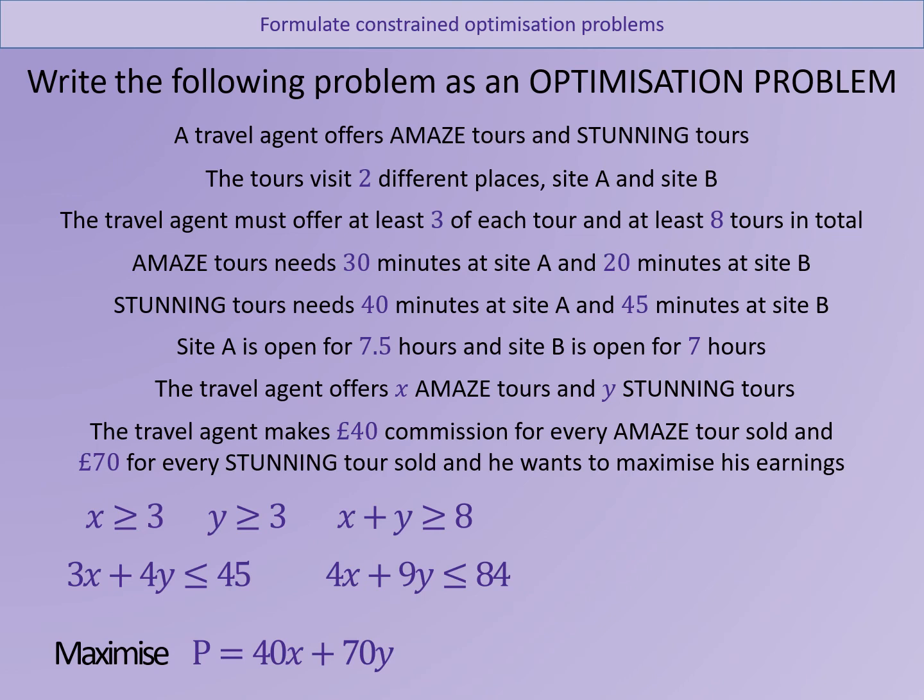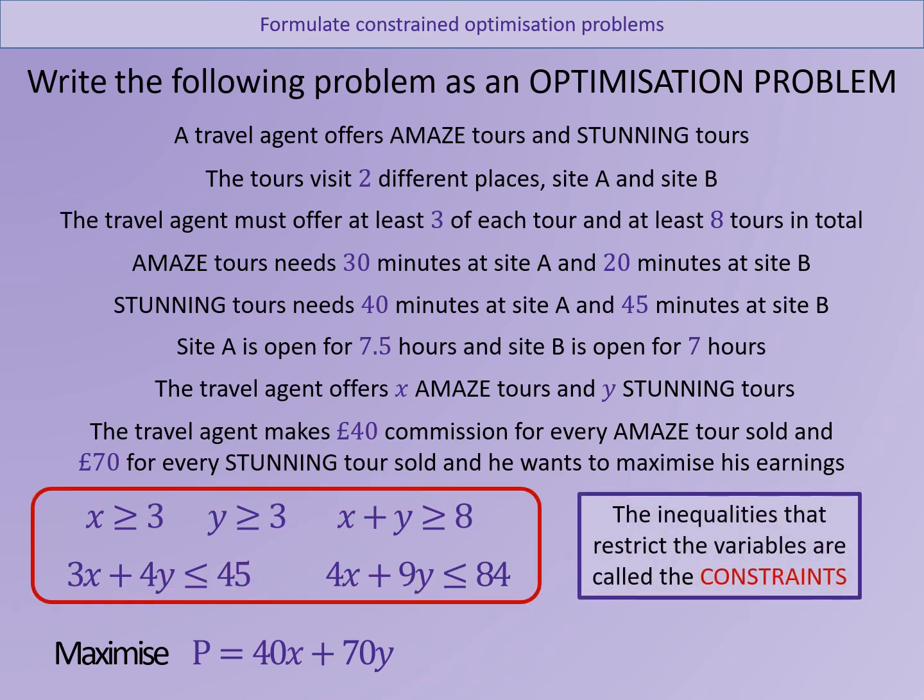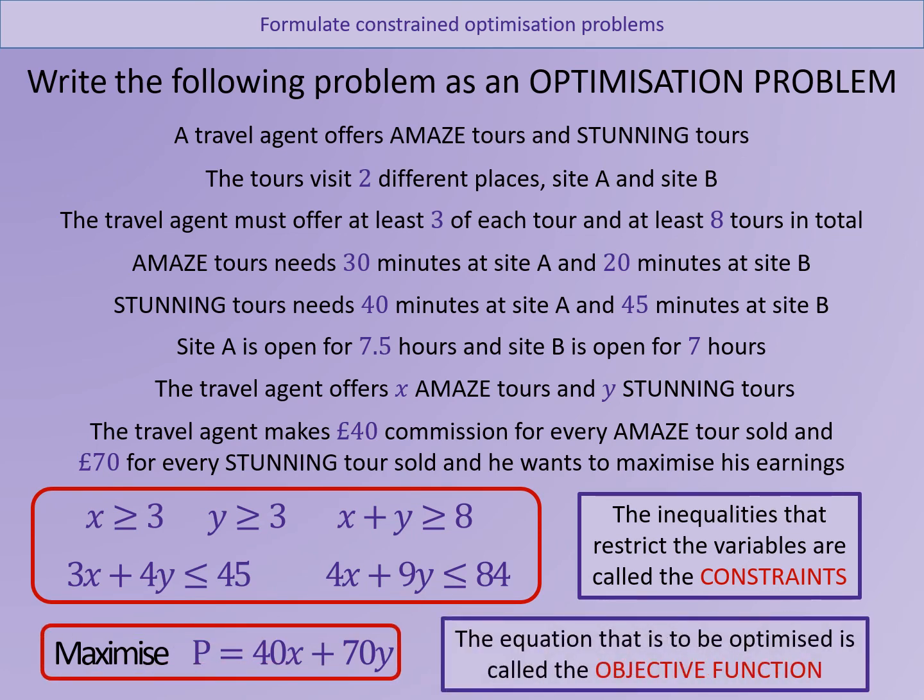We are trying to maximise the profit. So the profit is coming from the commission, £40 from the amaze tours and £70 from the stunning tours. This means that the total commission will be 40x plus 70y. We need to use the word maximise to show that we are trying to make this as large as possible. So these inequalities are the constraints, and this line is called the objective function.